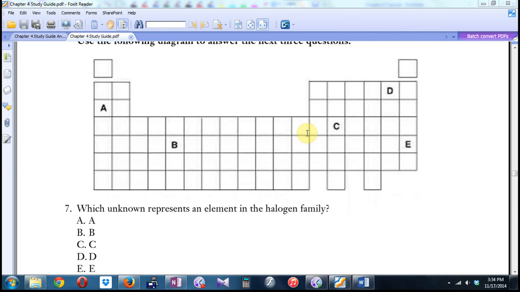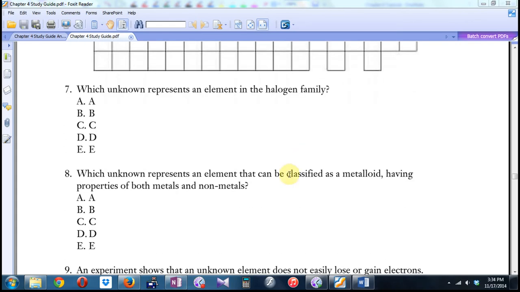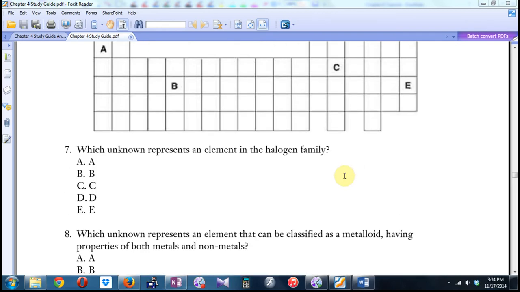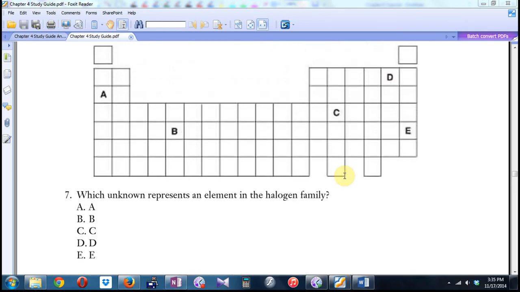You need to know some of the families. So, which of these is in the halogen family? D. Which of these is an element that can be a metalloid, which behaves partly like a metal and partly like a non-metal? C, because, and I haven't talked about that much, it's the ones right along the staircase. They're semiconductors. They sometimes behave like a metal, sometimes like a non-metal.